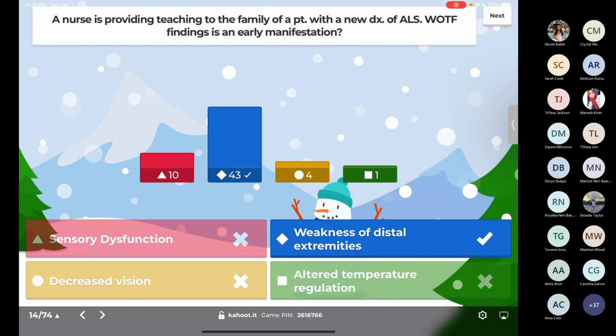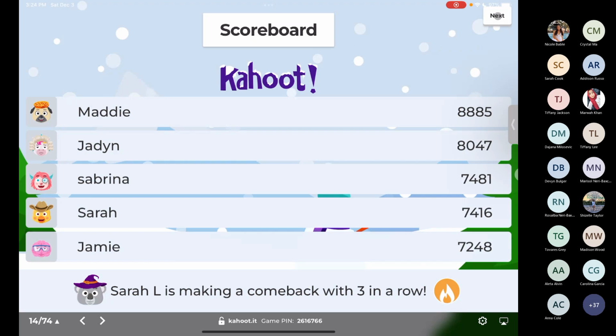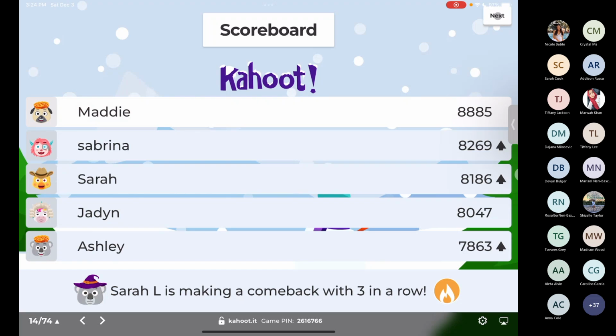Good job, guys. So an early manifestation is going to be weakness of the distal extremities. Remember, with ALS, it starts at the fingertips and it kind of creeps inward till it hits the lungs and we get that respiratory paralysis. Remember, ALS really doesn't affect their sensory system. It's more just your muscular system. And they remain fully aware as well.